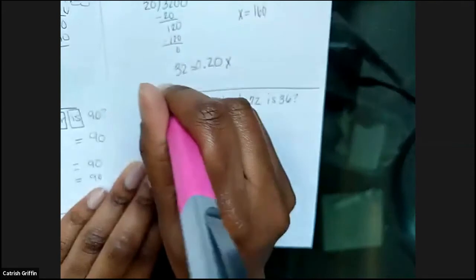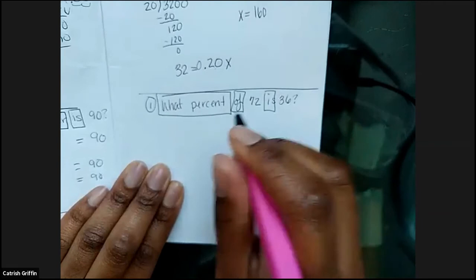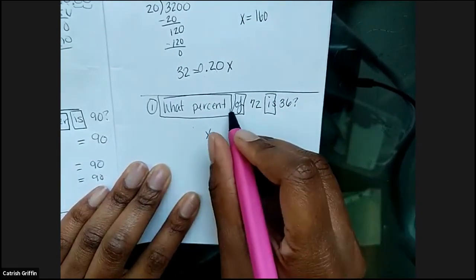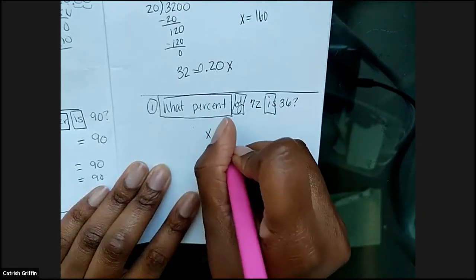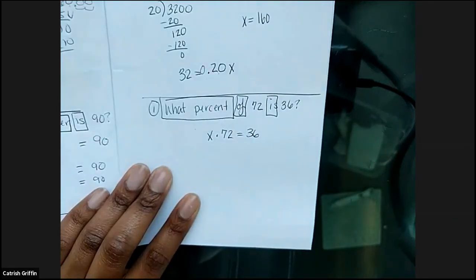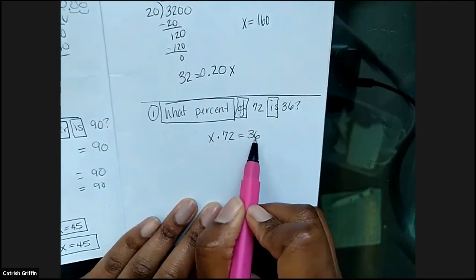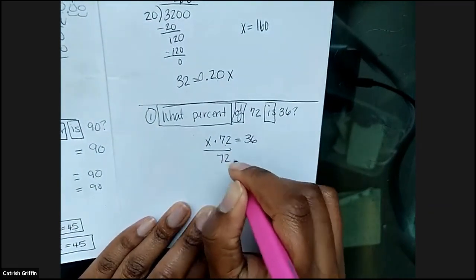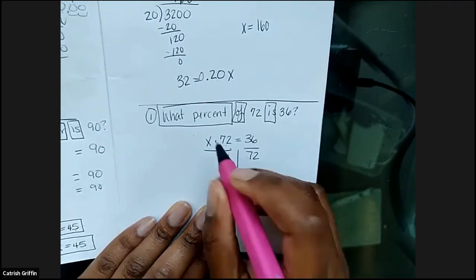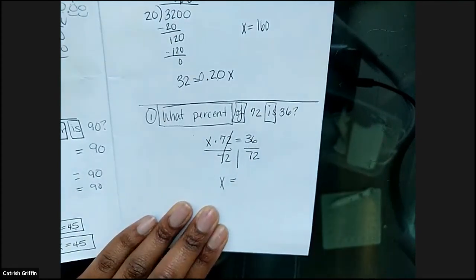All right, so my keywords, what percent of these? So what percent? I don't know what it is, so that would give me the X, right? Of 72. That means I need to multiply this times 72, and my answer is 36. So I had 72 times X, or X times 72 is equal to 36. I'm going to divide both sides by 72 to get my X by itself, also known as isolating the variable.